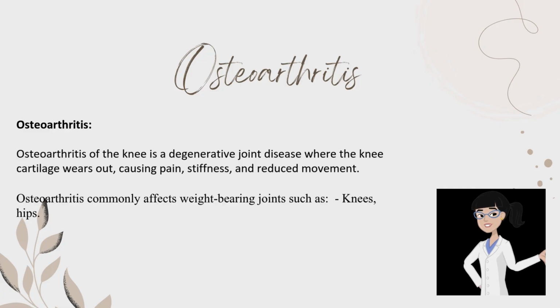Osteoarthritis is degenerative joint disease. It occurs due to gradual wear and tear of the joint cartilage. It usually affects weight-bearing joints like the knees, hips, and spine.